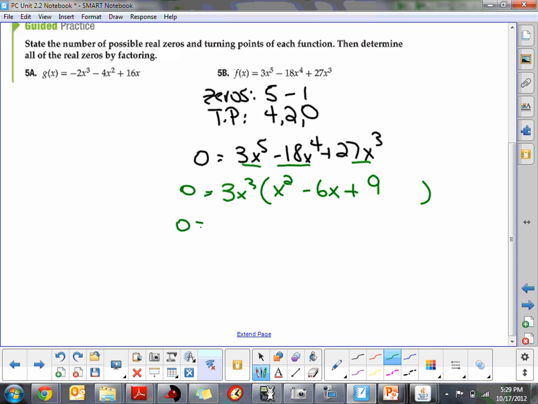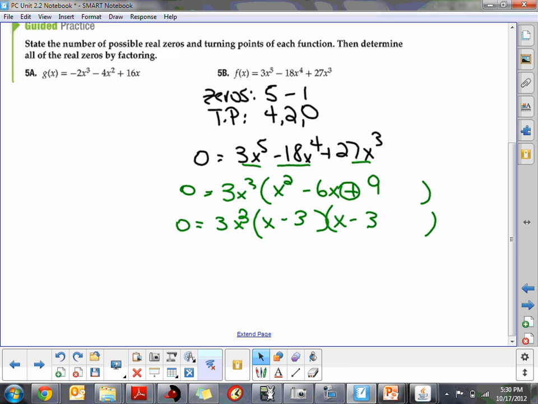So, finish our factorization. X squared minus 6x plus 9. X squared is x times x. Signs have to be the same. Minus and minus because of our negative 6. 3 and 3. Here's the example that they were talking about.